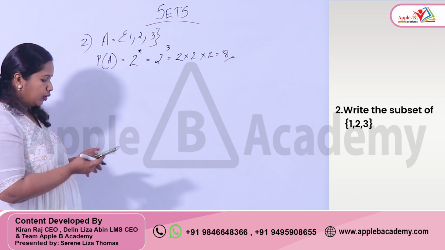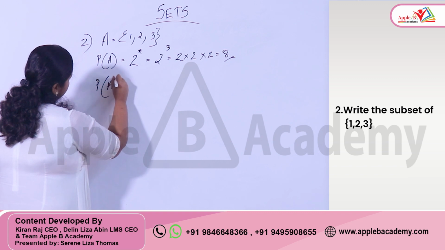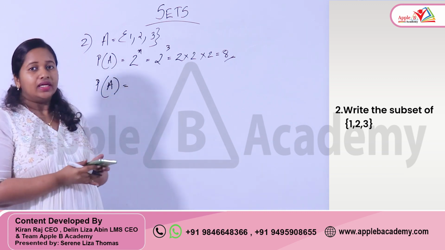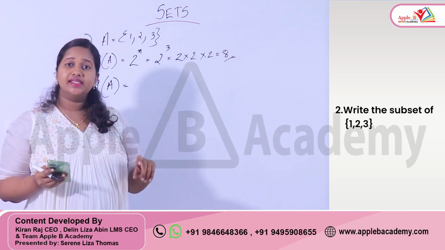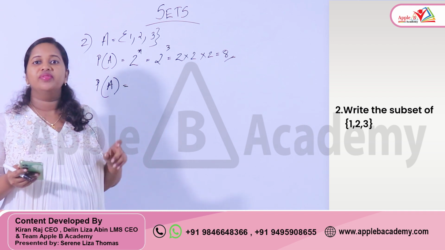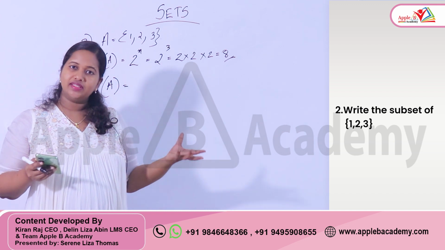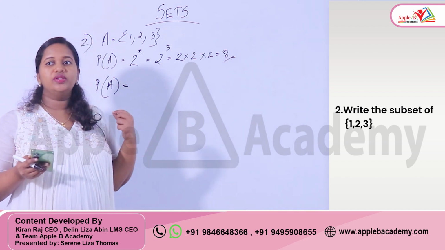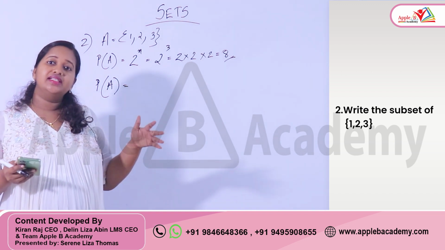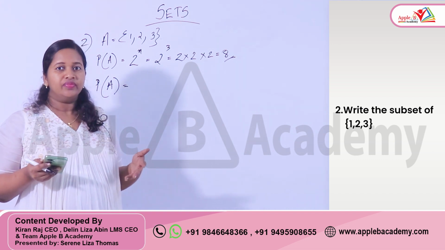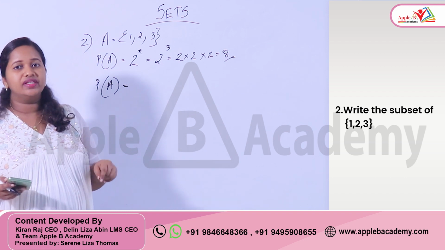Okay. So now we need to write the subsets. There is a rule that null set or empty set is a subset of every set. Empty set is a set which contains no element. So null set is a subset of every set, and the second one is every set is a subset of itself. That means A is a subset of itself.